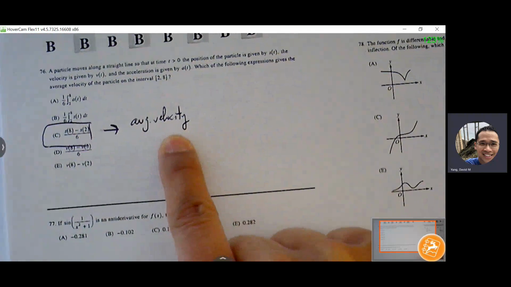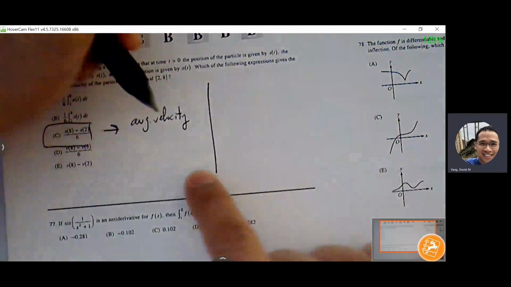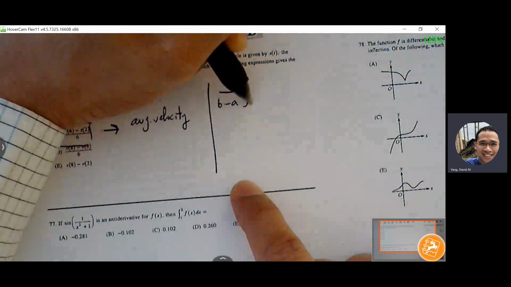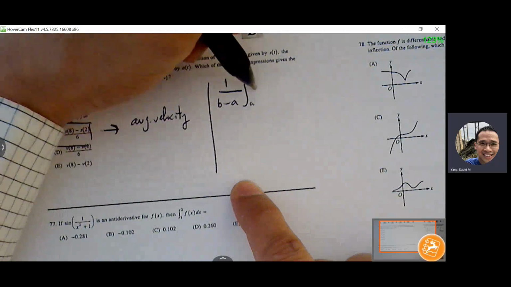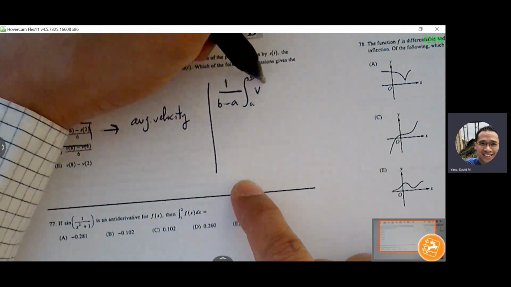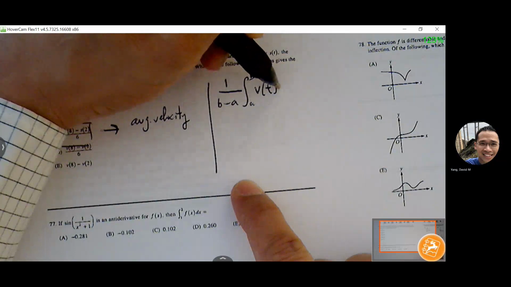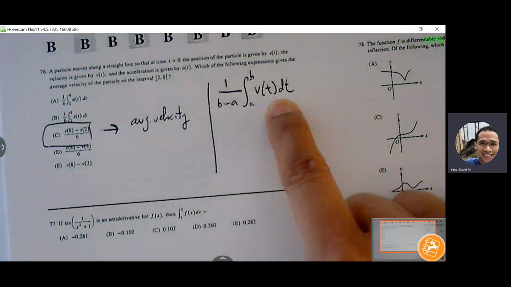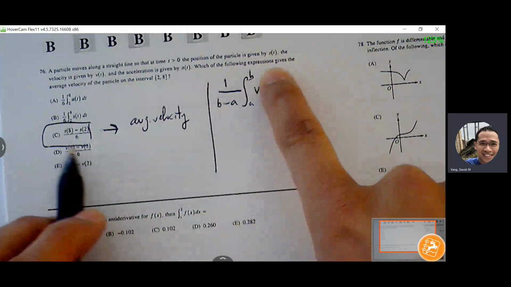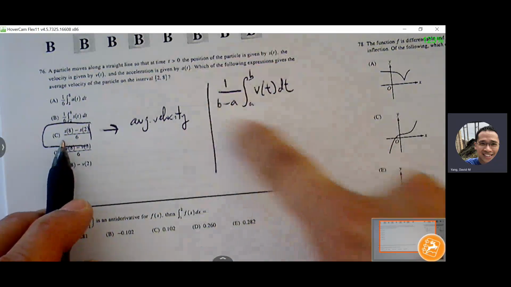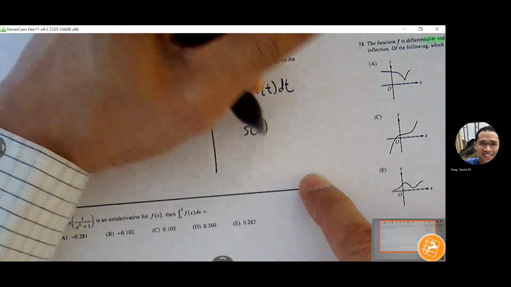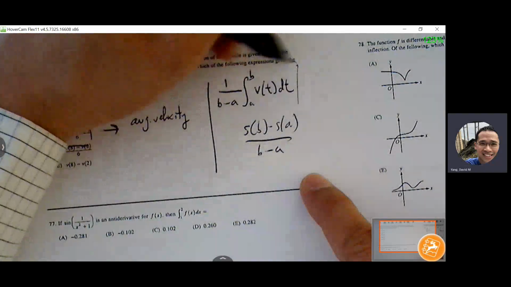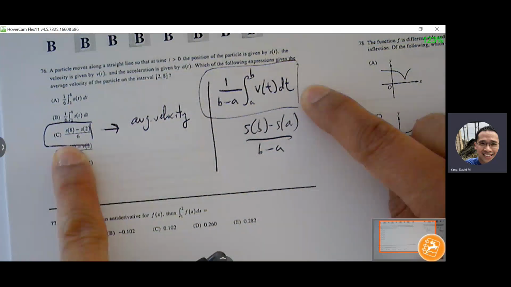However, there is another way to represent average velocity. It's not one of the options here, but average velocity is also 1 over b minus a, integral from a to b of v of t dt. Because then this will turn into s of t, and it'll be s of b minus s of a over b minus a. So it ends up being the same thing, but given a different form. So you use that one when you have velocity.